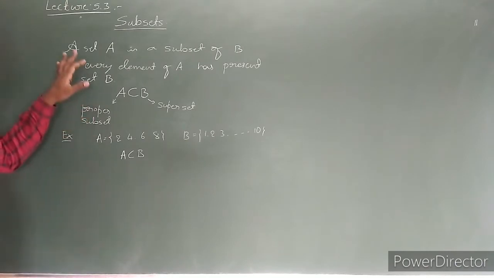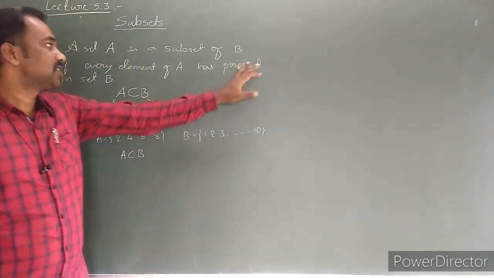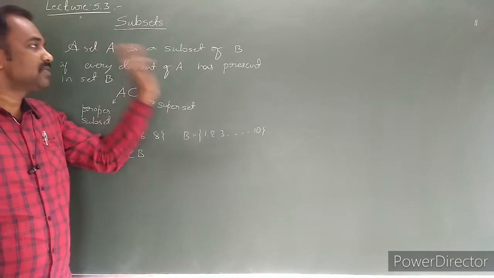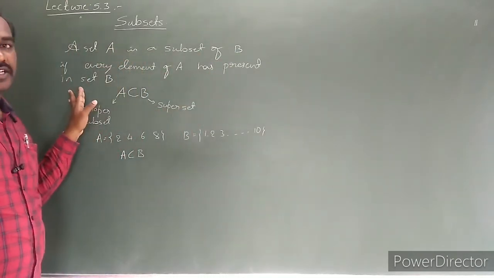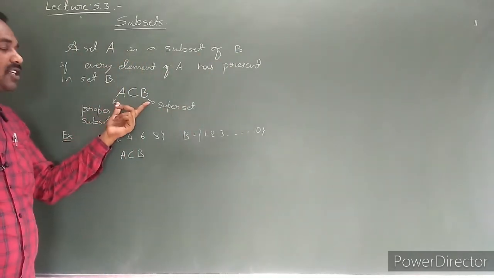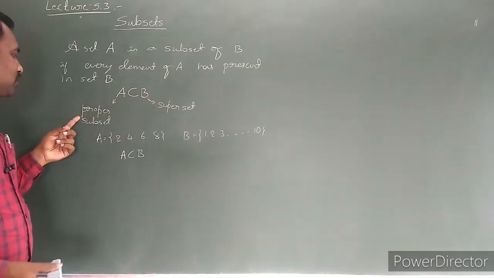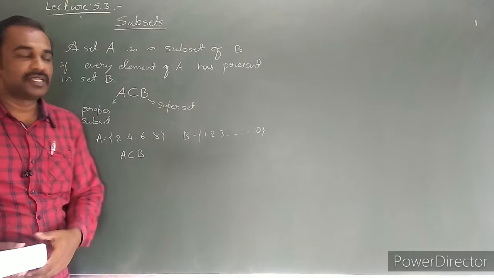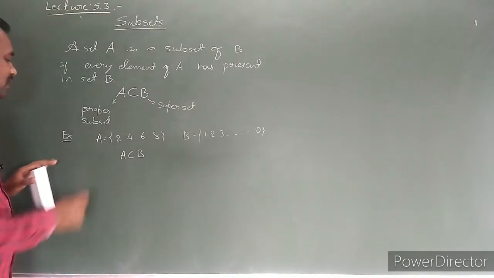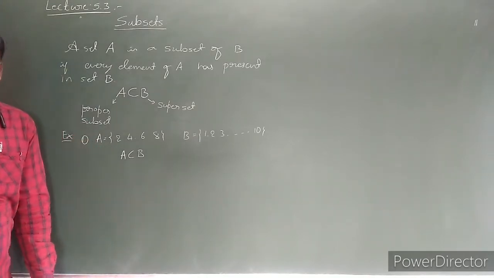What is the definition? A set A is said to be a subset of B if every element of A is present in set B. It is mathematically denoted in this manner: A is a subset of B. Here A is said to be a proper subset and B is said to be a superset. This is one general example I have taken.